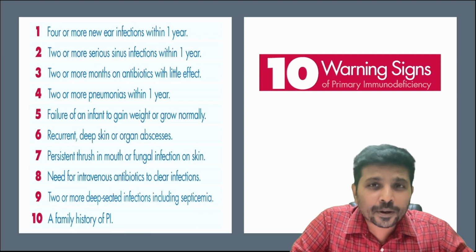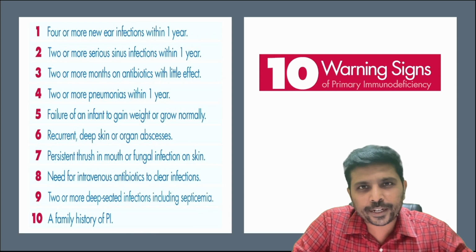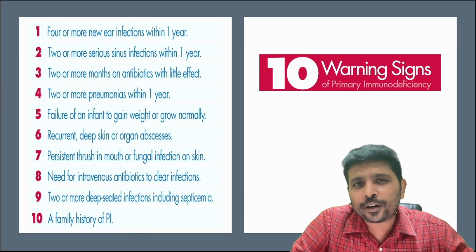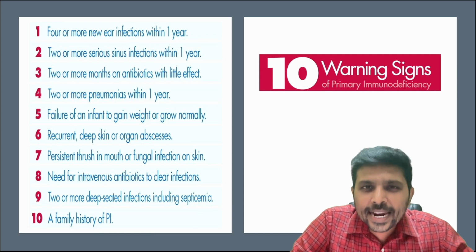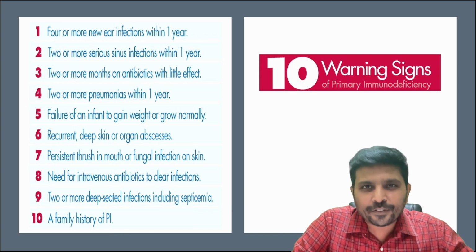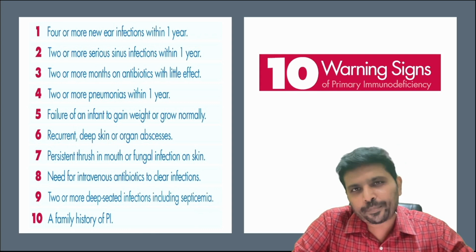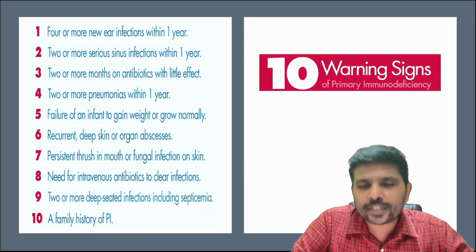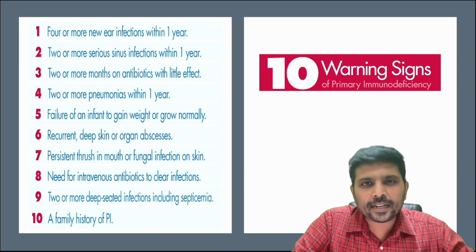Remember, even a simple failure to thrive can be a manifestation of an inborn error of immunity, as can persistent oral candidiasis. One important point that I want to stress here is the eighth point. What is that eighth point? Need for intravenous antibiotics to clear infection. That means each and every child who warrants an IV antibiotic to clear the infection needs an investigation towards inborn errors of immunity. It may be surprising to you, but it is the real truth.